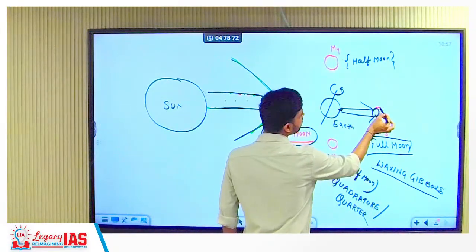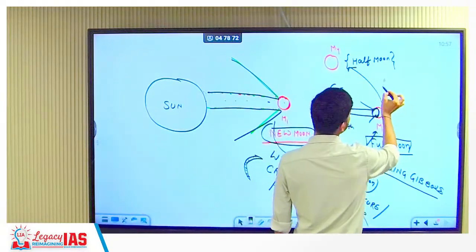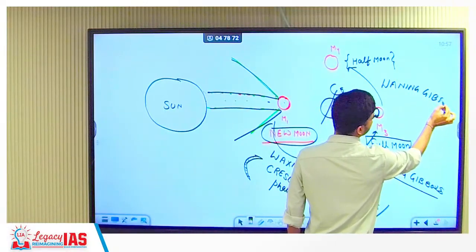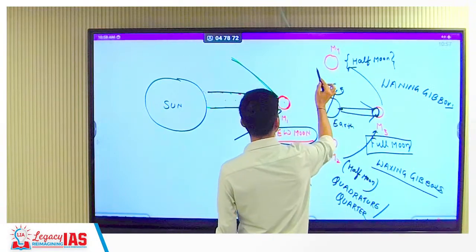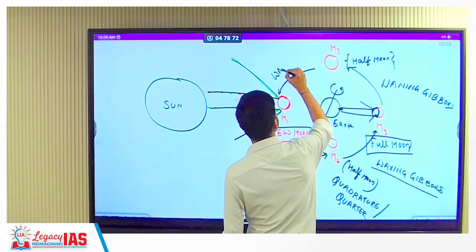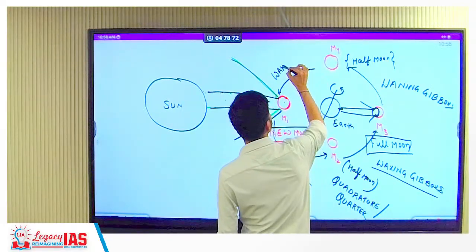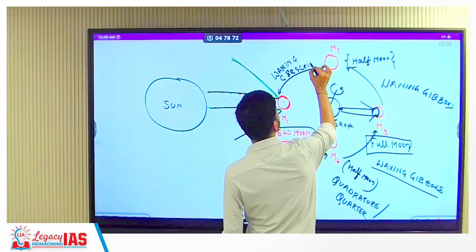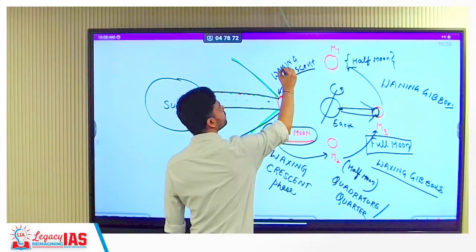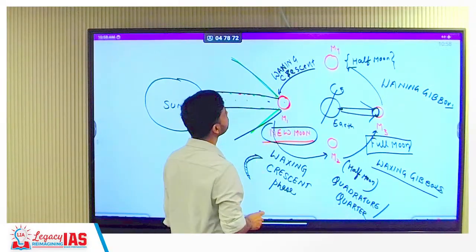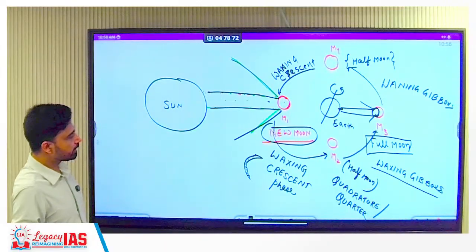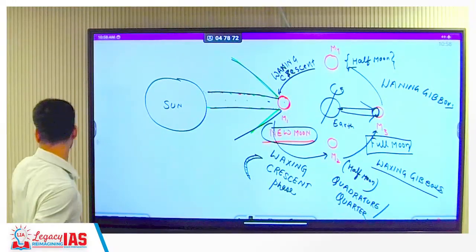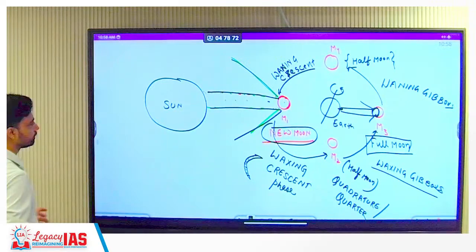Then M3 to M4, it is called waning gibbous. Waning gibbous. And M4 to M1, it is referred to as waning crescent. Waning crescent. Right. So, waxing crescent, waxing gibbous, waning gibbous, waning crescent. These are the four phases in which we can describe the moon's journey.